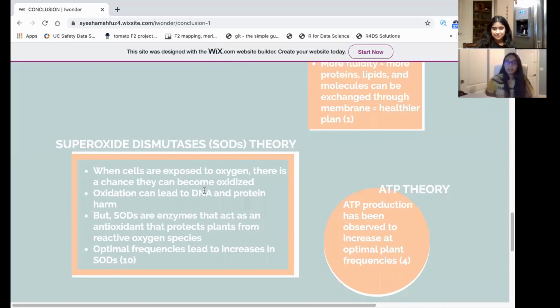Okay, and then the last theory is the ATP theory, which is basically that when there's a higher frequency, there's more ATP production in the plants. And obviously, more ATP production leads to more growth, because if there's more ATP, then the seeds have more energy to expend on actually growing and having longer radicles.